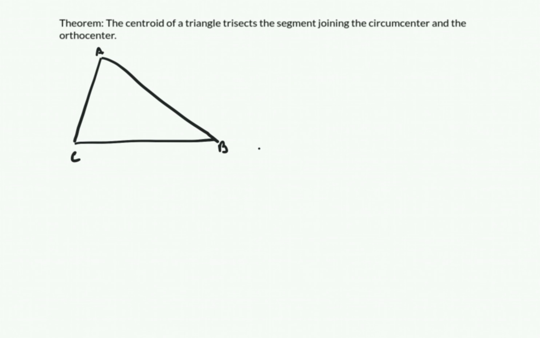Okay, so the centroid, remember, is we join all the, I'll do it in red. So the centroid, we join the midpoints, the medians like so. And so we can kind of guesstimate where it's going to be based on that. All right. So let's let the centroid be G.